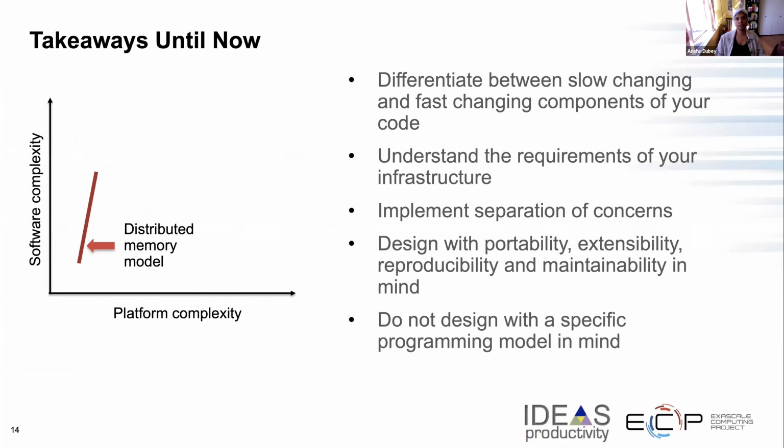So the takeaways until now are, for the software design, we need to differentiate between slow changing and fast changing components of the code. We should understand the requirements of the infrastructure and implement the separation of concern as a first class concern in the design of the infrastructure. One should design with portability, extensibility, reproducibility, and maintainability in mind, and should not design with a specific programming model. The design should come first, and its implementation into a programming model should be the second step.